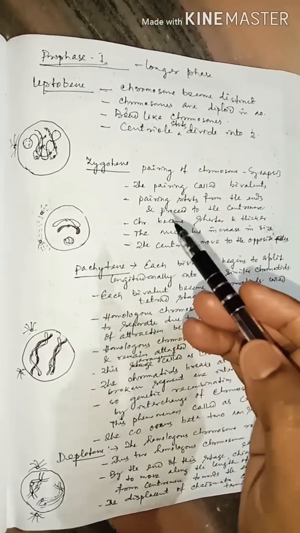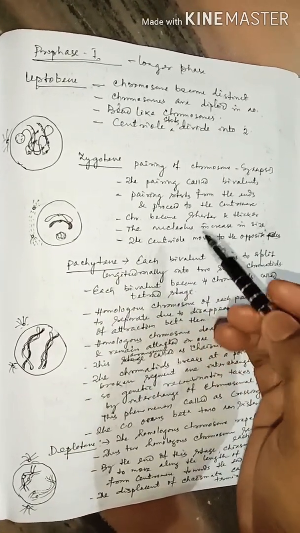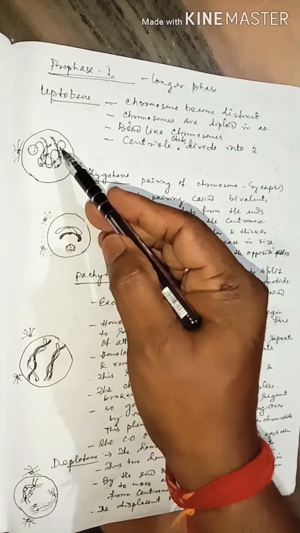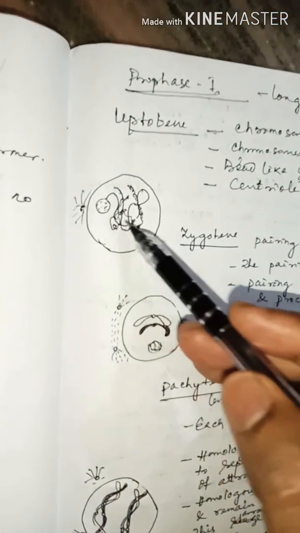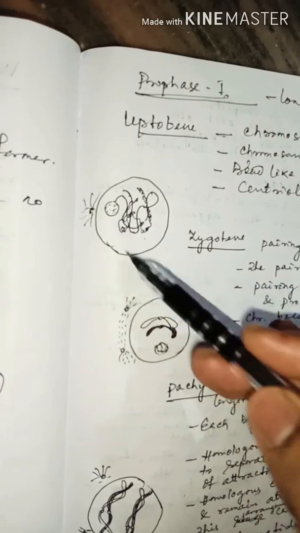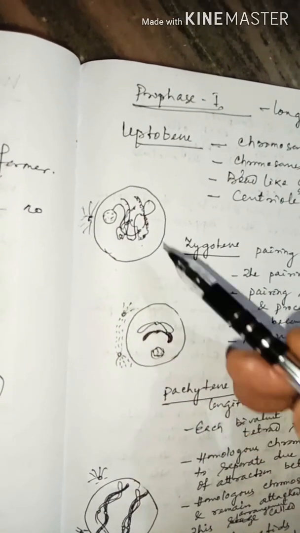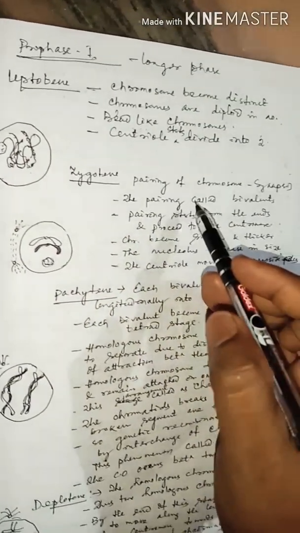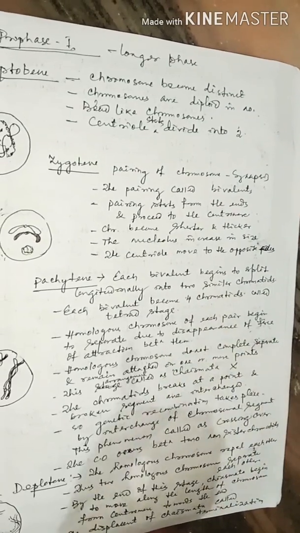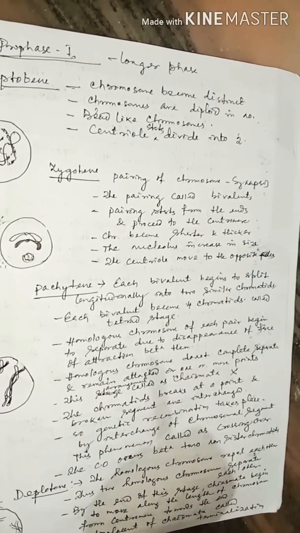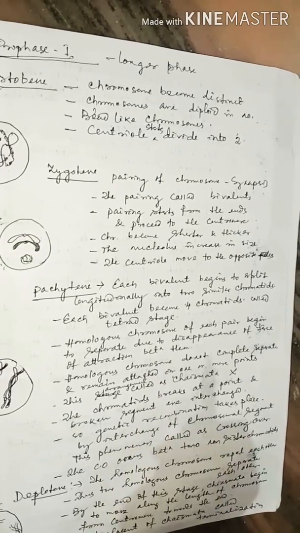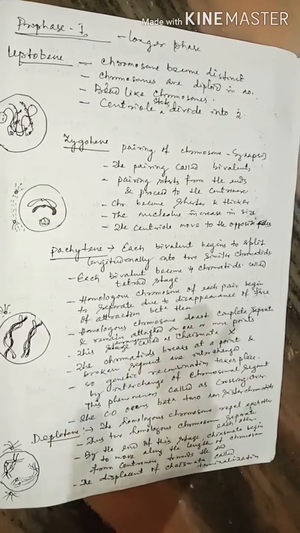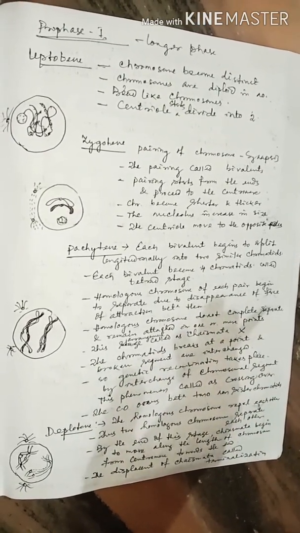Then zygotene is the second substage. Here in this picture, this is the leptotene stage. The chromosomes appear like bead-like structures and the centriole starts dividing. Here it is not dividing, but it starts dividing, which will be clear in the next stage diagram. Zygotene is characterized by pairing of chromosomes by the process of synapsis. The homologous chromosomes derived from both parents, that is father and mother, lie side by side, and by this process they become paired.